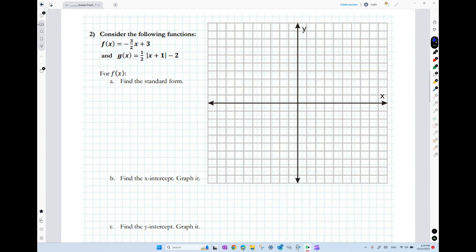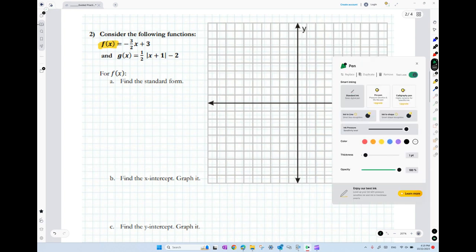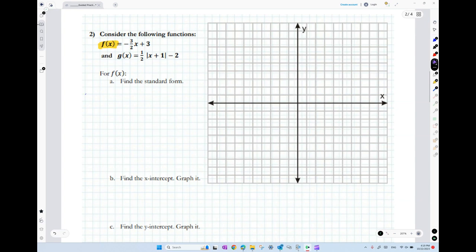Question number 2 of this guided practice. I will first work on the function f of x, which is a linear function. You recognize here the mx plus b. So first I need to find the standard form. Let me remind you, the standard form is of the form ax plus by equals c.